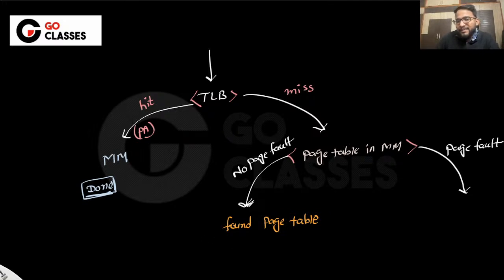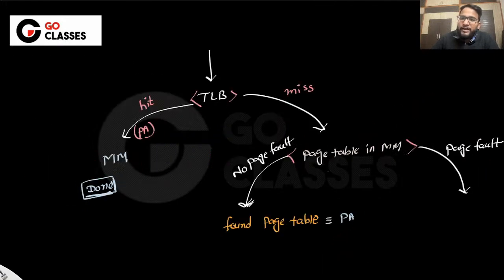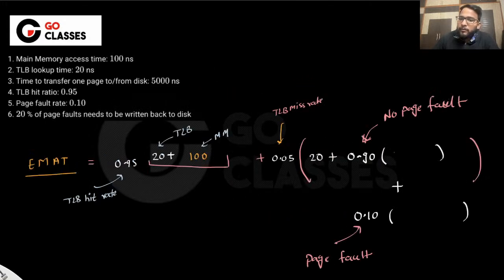So if you found the page table, then you will go to the main memory. You found the page table. This is equivalent to saying you found the physical address, right? So anyway, either there is a page fault or there is no page fault, I think you are anyway going to the main memory, right? So you are anyway going to the TLB and you are anyway going to the main memory. So you can write this main memory time is 100. Okay, this 100 you can write at both places.